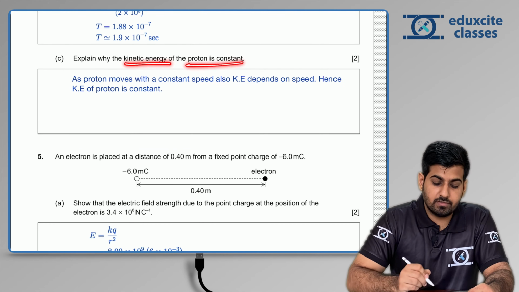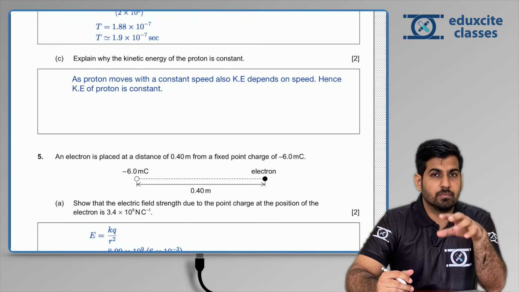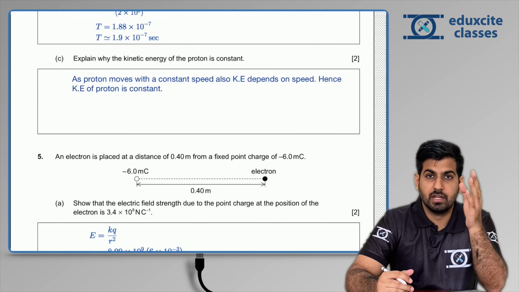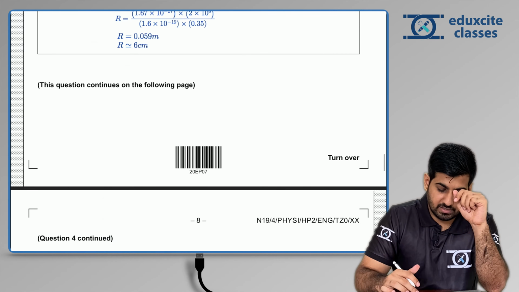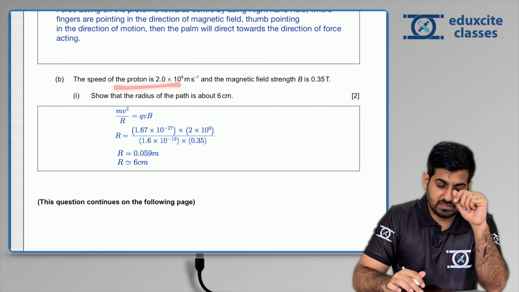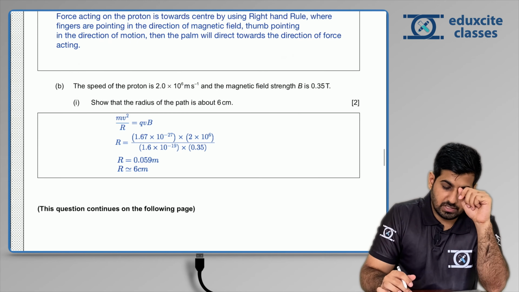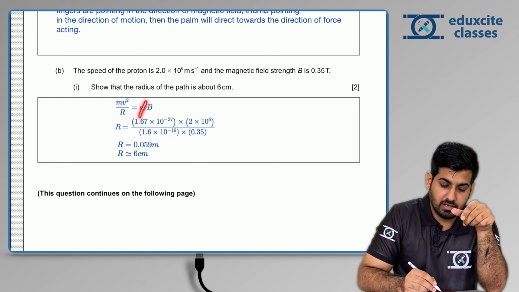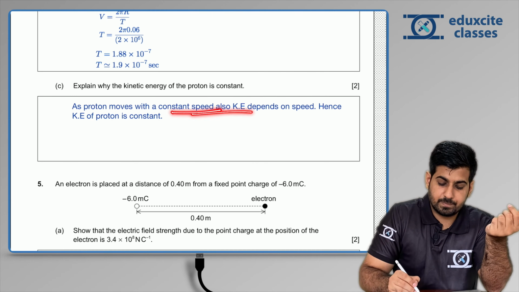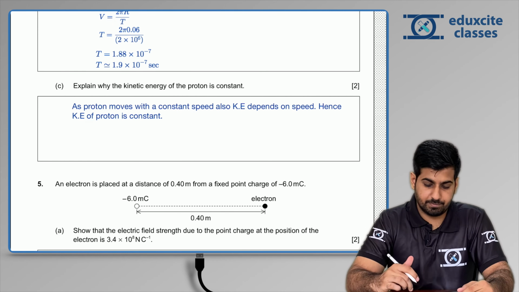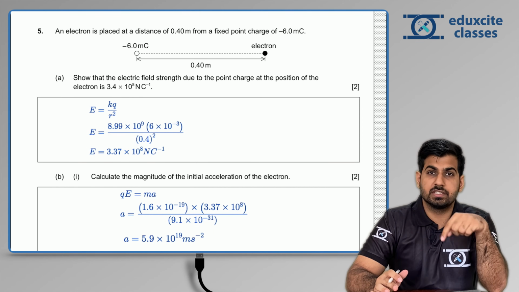Now explain why the kinetic energy of the proton is constant. We know that the kinetic energy of the particle depends upon the mass and velocity. Mass of the proton will remain the same. Now coming to the velocity, the proton is moving with a constant speed, as mentioned here, in a uniform magnetic field, so nothing is varying and the velocity will remain the same. If velocity is the same and mass is the same, then definitely kinetic energy will also remain the same. I hope question number 4 is clear. If you have any doubt at any instant, you can just comment below.